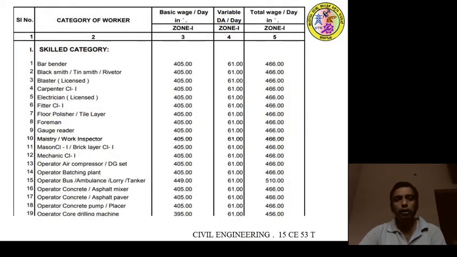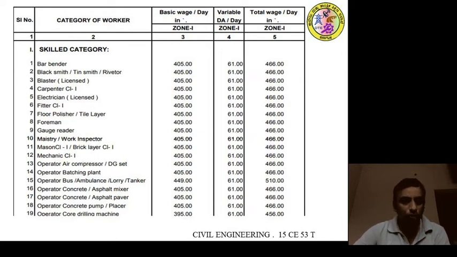As already told, different categories of labor, whether unskilled or skilled, will be mentioned in the schedule of rates. This picture shows the different tabular columns: serial number, category of worker, the basic wages per day, then variance per day, then total wages. That means it gives the total wages of each type of labor mentioned in the schedule of rates.